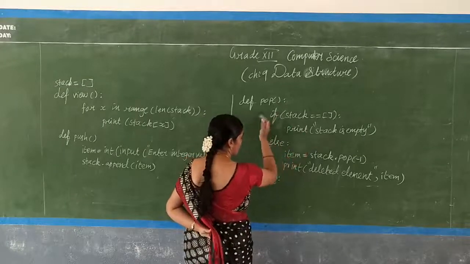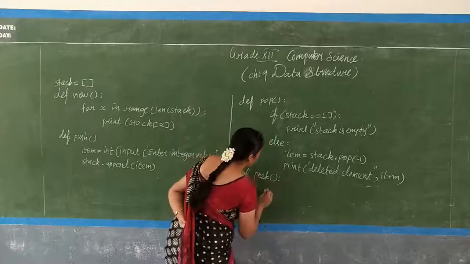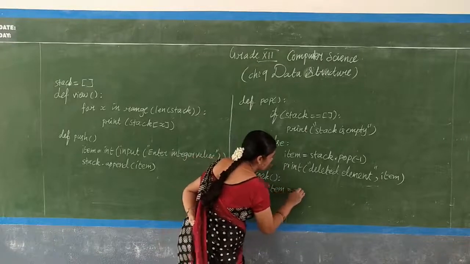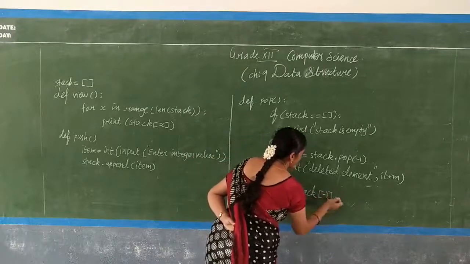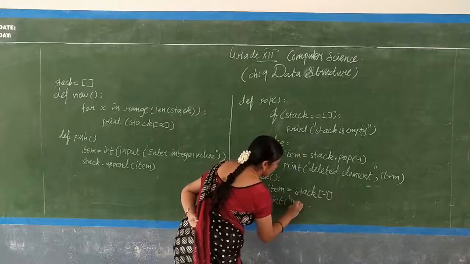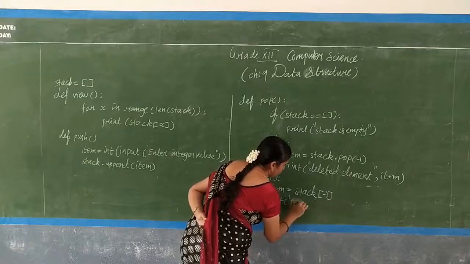You can write messages here also, but I did not write. If you want, you can write. Okay. See here. Here, item is equal to stack of top minus 1. So, print peek element.